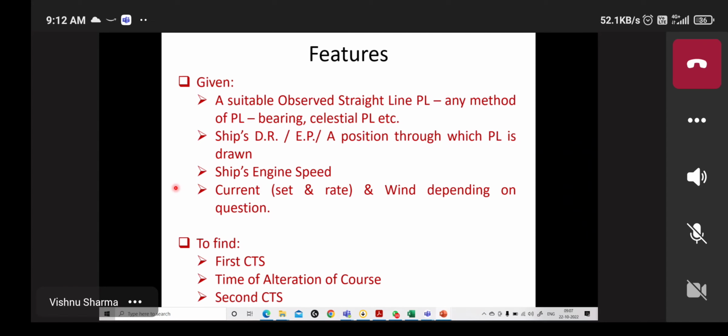Now you'll say, sir, what happens if the PL is not suitable? If PL is not suitable and you have no option, then as a master, what would you do? You will reduce your speed to bare minimum so that you can hold your position where you are. Correct, beta?